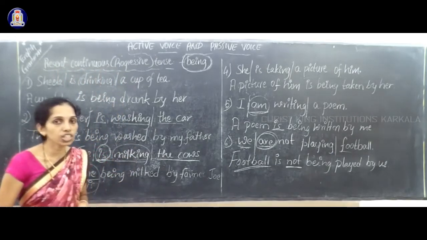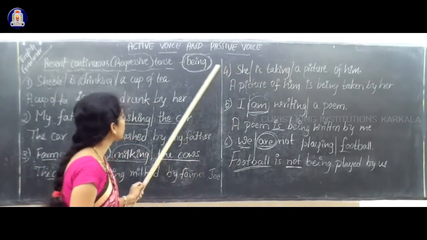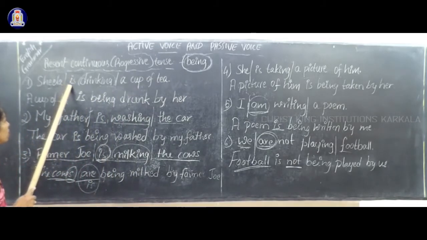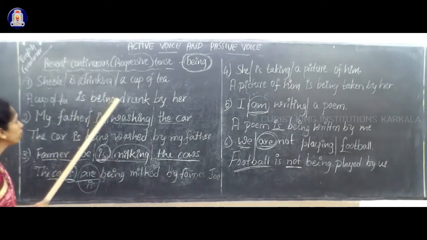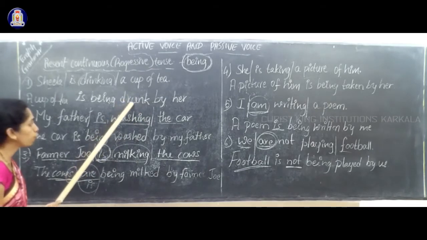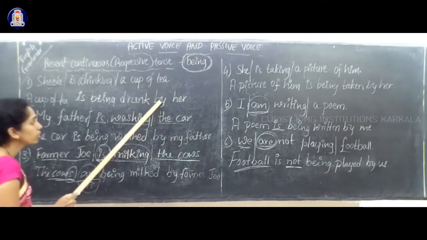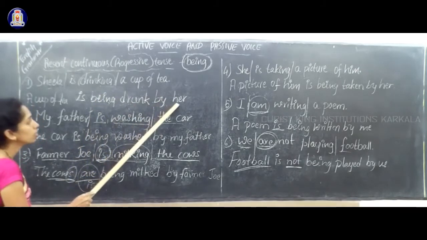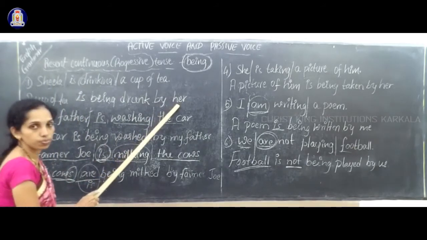So when we are using the present continuous tense, what do we have to use? We have to use this "being." Look here, where we used being between the helping verb and the main verb. And the main verb is in which form? Verb 3 form. And everywhere we have used "by" to show that the action was done by whom? The subject of the active voice.